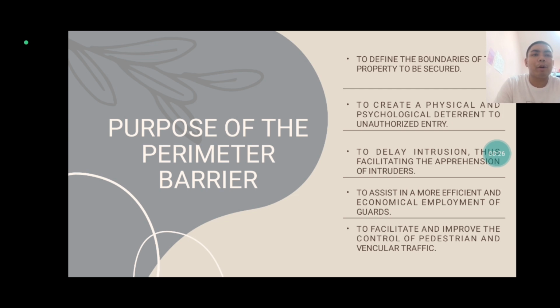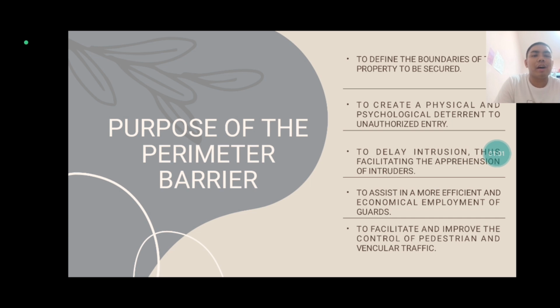So, the purpose of the perimeter barrier. When we say barrier, it is a kind of security device to secure our property from unwanted visitors. For example, walls and fences.